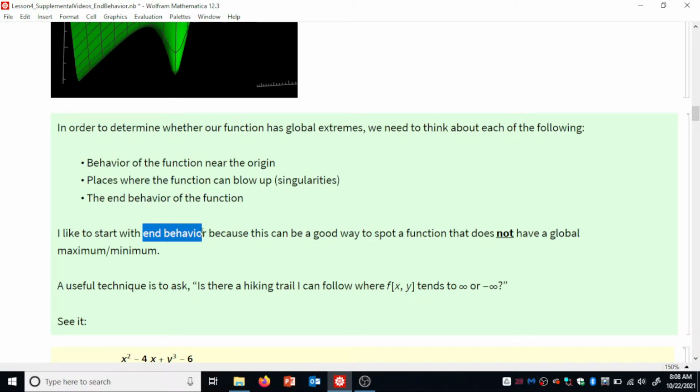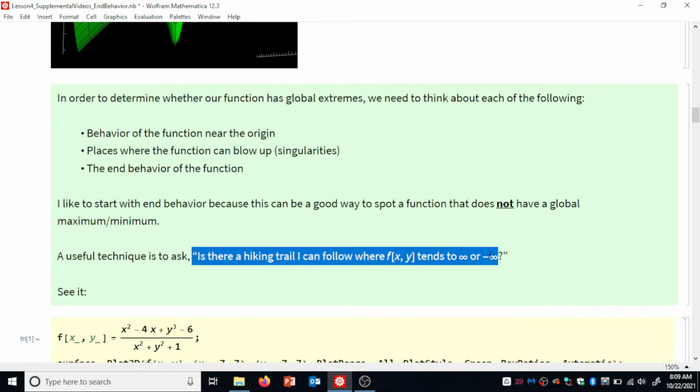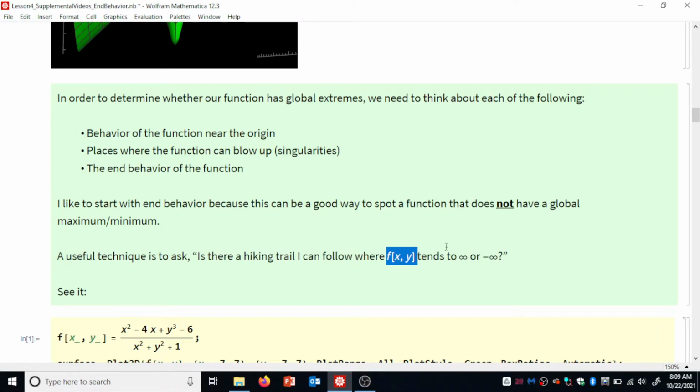And I like starting with end behavior, because this is something that you guys studied a lot in your Calc BC class, and you spent a lot of time calculating limits last year. Limits are a little more complicated in this case. So for this particular problem, I can say, is there a hiking trail that I can hike on that as I go on that hiking trail, f of x y tends to, say, infinity?